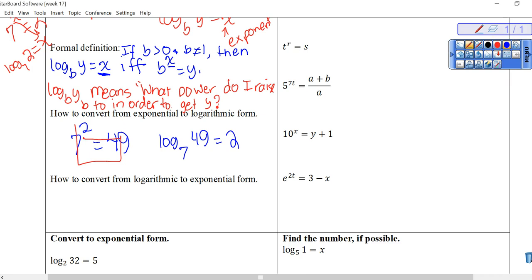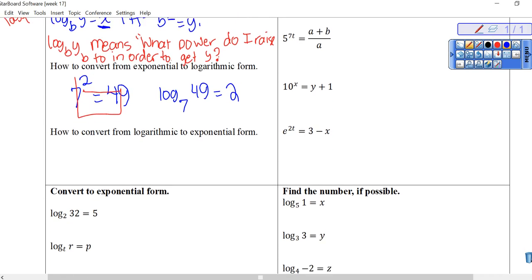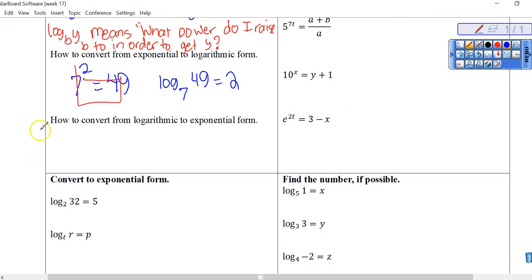And then the way to go the other way is not a little rectangle like I just did there. Let's say we have the log base 5 of 25 equals, answer this question: what power do I raise 5 to get 25? 2. All right, so we got that. I'm going to grab my red pen, and here's the process. I'm going to take the 5 up, raise it to the 2, equals 25.